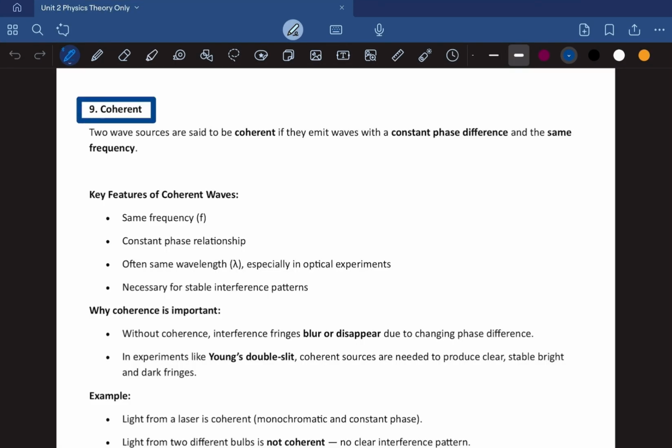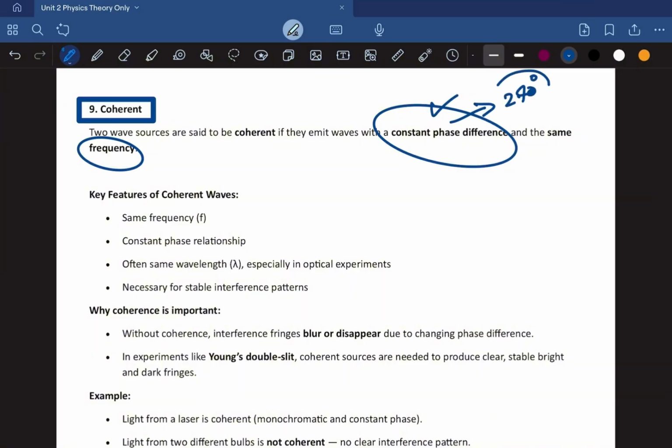This is a question that is repeated more or less in every exam. Coherence means having a constant phase difference and the same frequency. If two waves have a constant phase difference, let's say two waves have a phase difference of 270 degrees, they will be coherent if this phase difference remains 270 always. It doesn't ever become 271 or 269. This is what constant phase difference means, and these two waves will have to have the same frequency as well. So make sure you are memorizing this part for your upcoming exam.